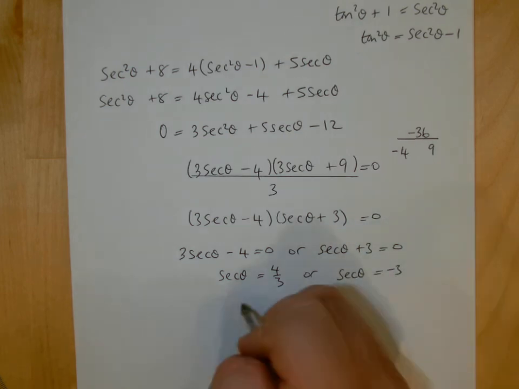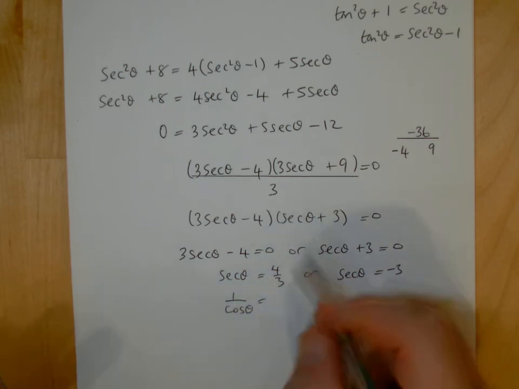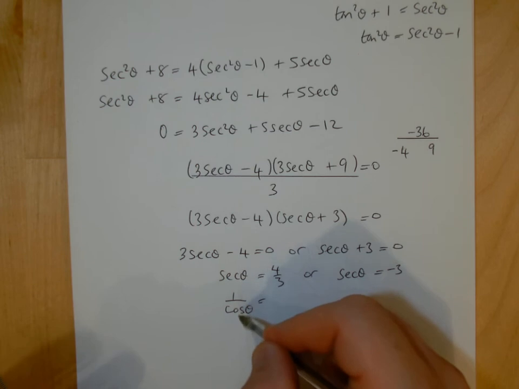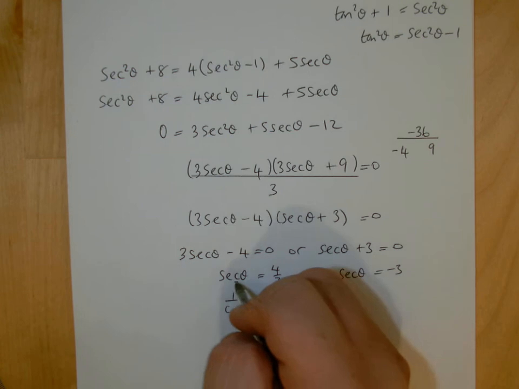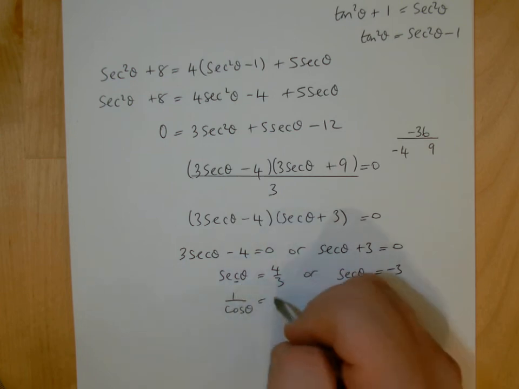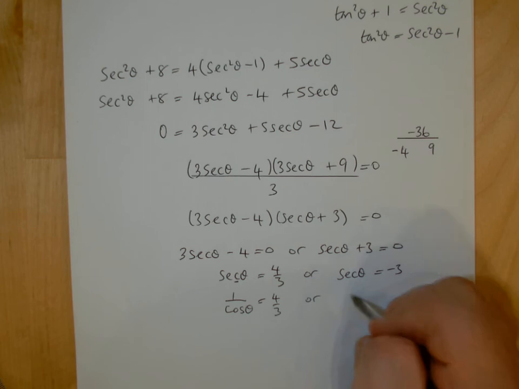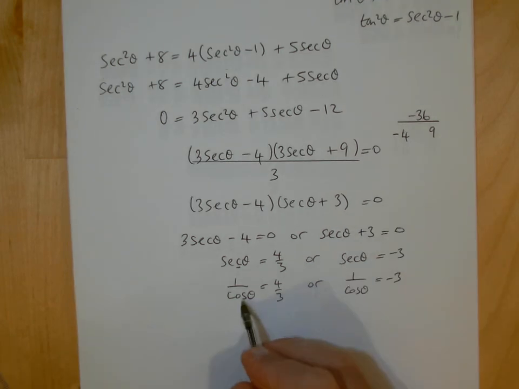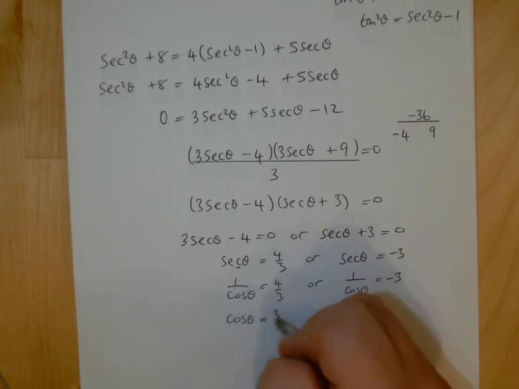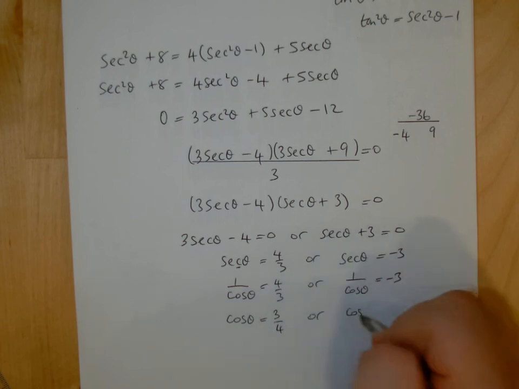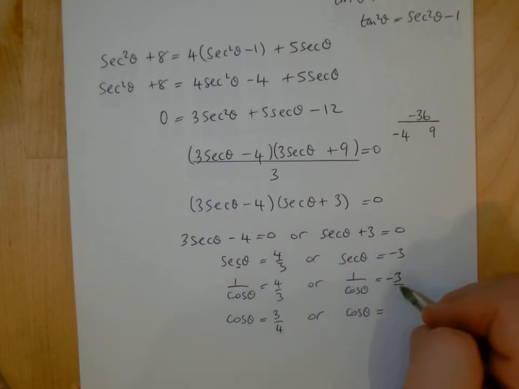Now remember, sec theta is just 1 over cos theta. So you don't have to draw the graph of sec theta here, you just simply write what it is. Sec, remember, is 1 over cos, the third letter there tells us it's cos, so 1 over cos theta is 4/3. And I can say the same here, 1 over cos theta is minus 3. So what we can do then is flip this, so you get cos theta is 3/4. And it's the same here: if you flip this, this is like minus 3 over 1, so you get minus 1/3.